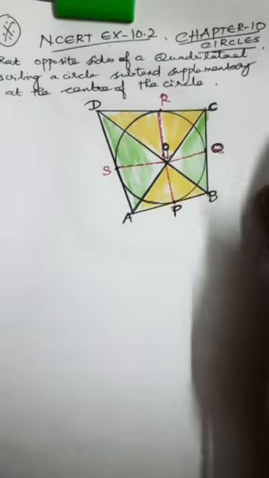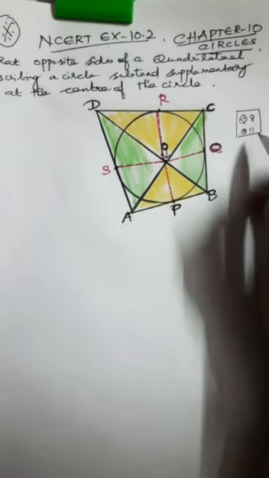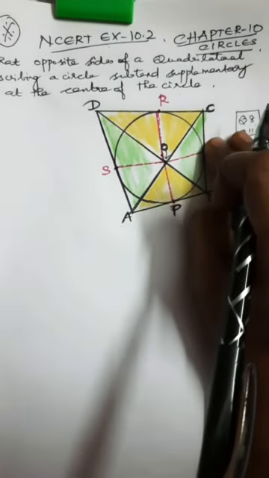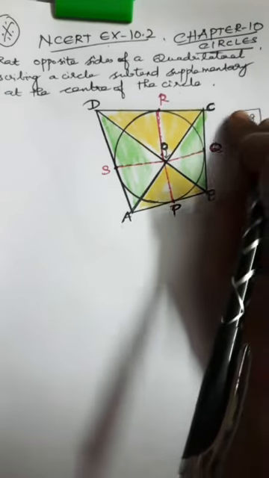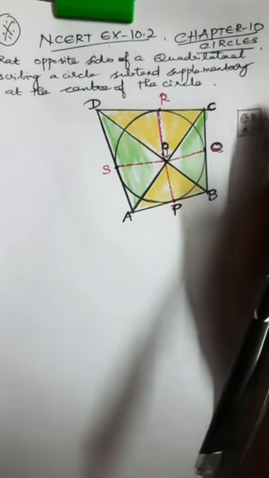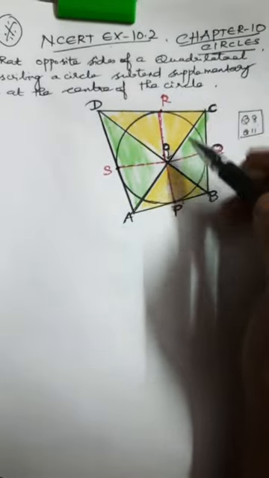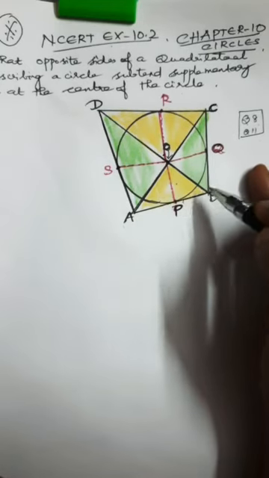Say P, Q, R, S. Already in question number 8 and question number 11 of the same exercise, we have done questions similar to this type. But in both the questions we applied theorem 10.2, because both the questions are related with the sides, actually the length of the sides. But here, when a quadrilateral is circumscribing a circle, the opposite sides will subtend supplementary angles at the center.